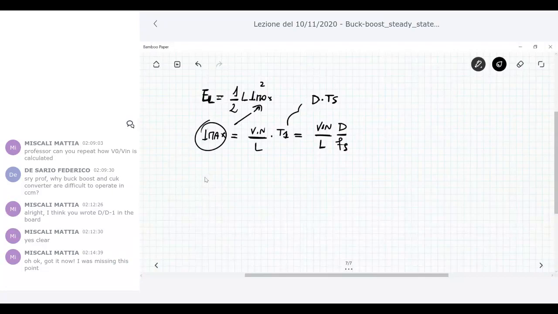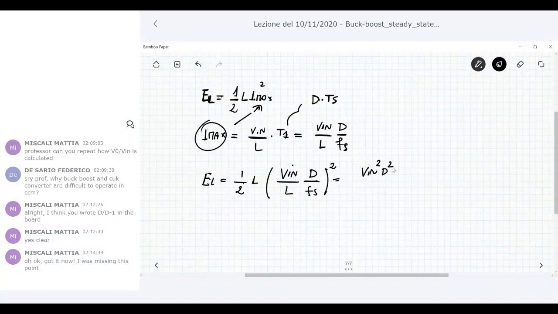So using Imax here, in place of the Imax here, I have that the energy stored in the charging phase in the inductance is 1/2 L Imax squared, which is L times (Vin D Ts / L) squared over 2, so Vin squared D squared over 2L, because we have an L here and L squared here, Ts squared. Okay.